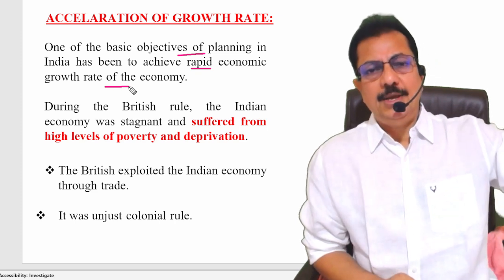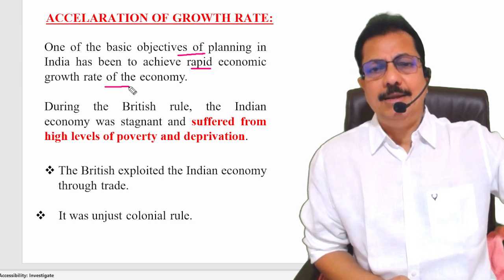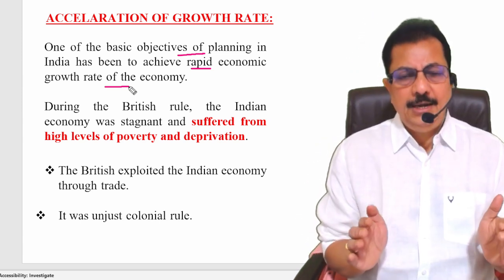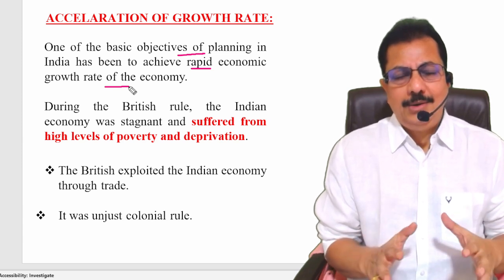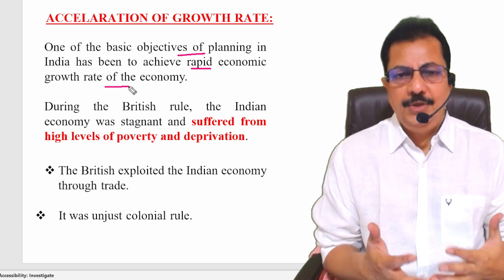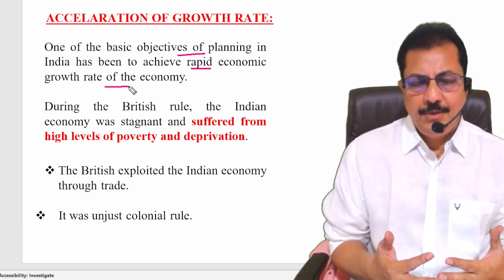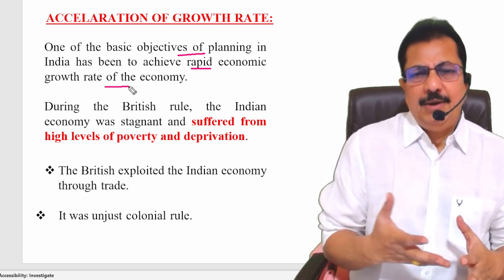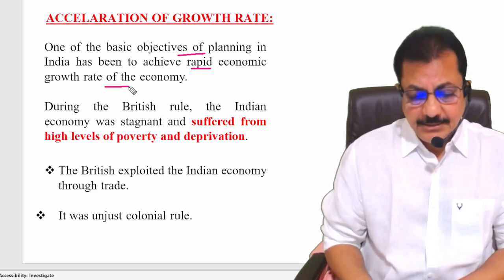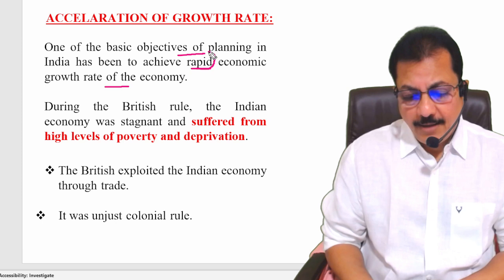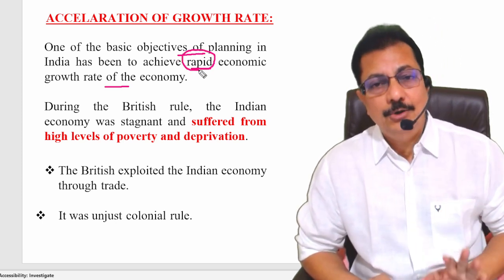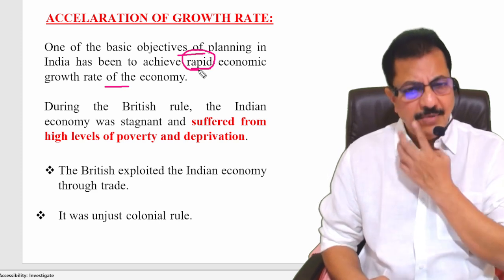Because there are so many other countries in the world which have already developed. They have developed very rapidly. But if you look at India, we have just been released from the clutches of the British. We are in the year 1947. So we need to grow, we need to develop like anything. And that development should be rapid. That is the reason why our Indian planners adopted the concept called rapid economic growth rate. Very, very important one.